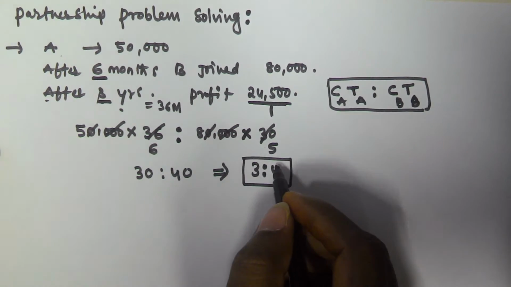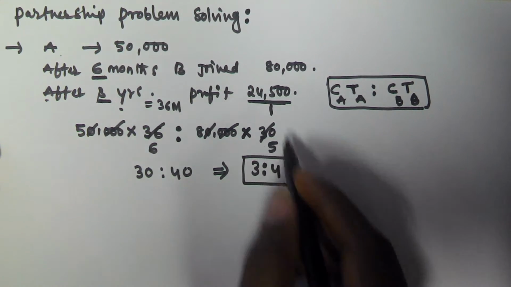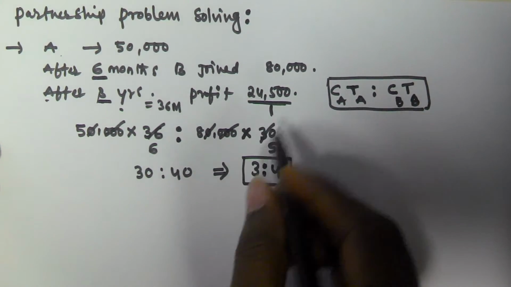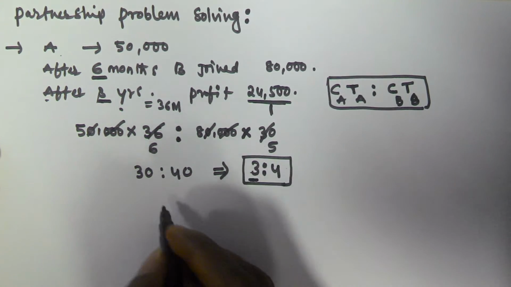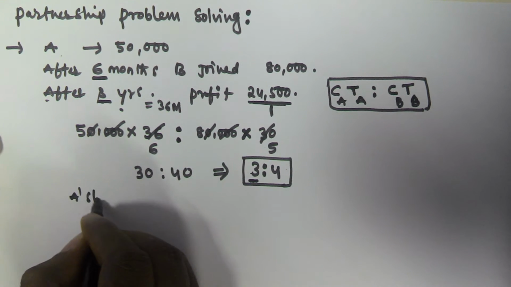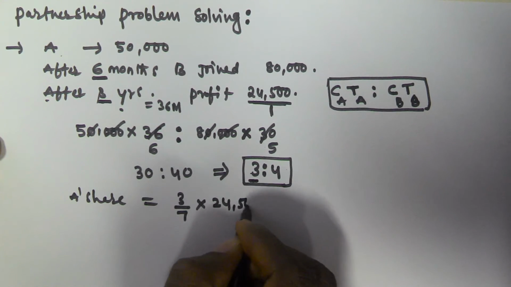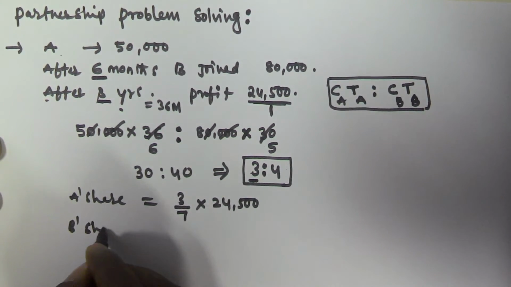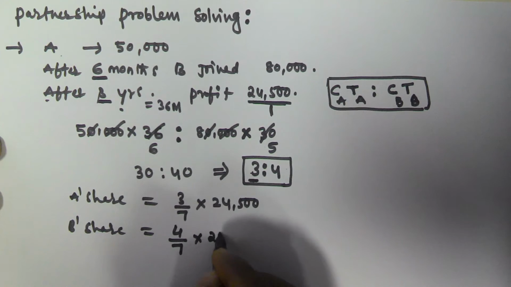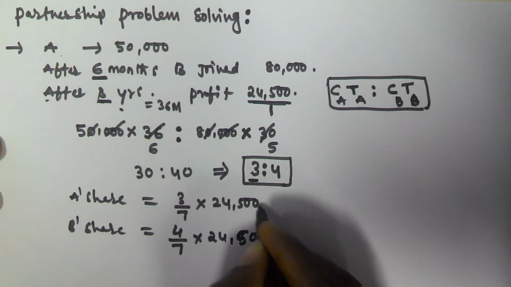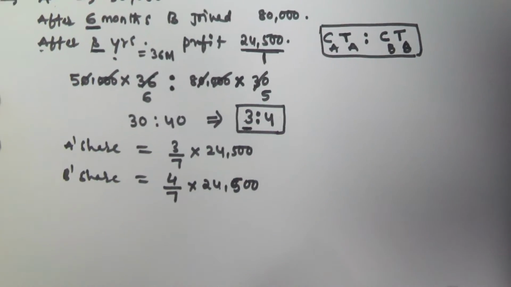Okay, so we have to find the profit shares. If we divide the profit into 7 parts, 3 plus 4, then A got 3 parts out of 7. So A's share is equal to 3 by 7 into 24,500. And B's profit share is given by, he got 4 out of 7 parts, 4 by 7 into 24,500. Whatever value we get here is the share of A and B. So I hope you got this one.